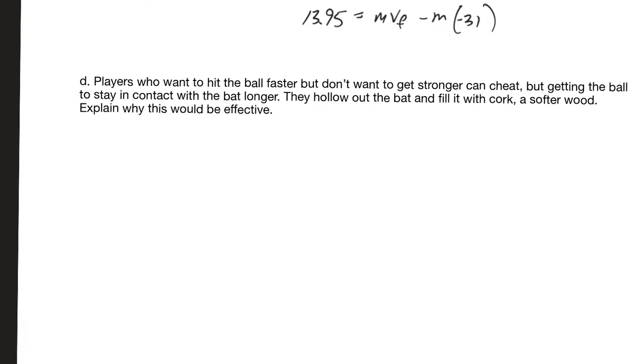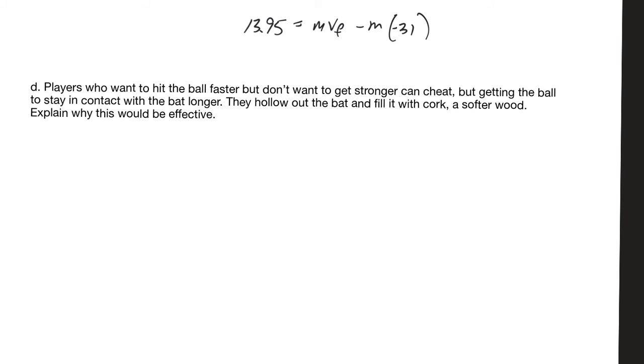All right, last. Players who want to hit the ball faster but don't want to get stronger can cheat by getting the ball to stay in contact with the bat longer. They hollow out the bat, fill with cork, a softer wood. Explain why this would be effective.